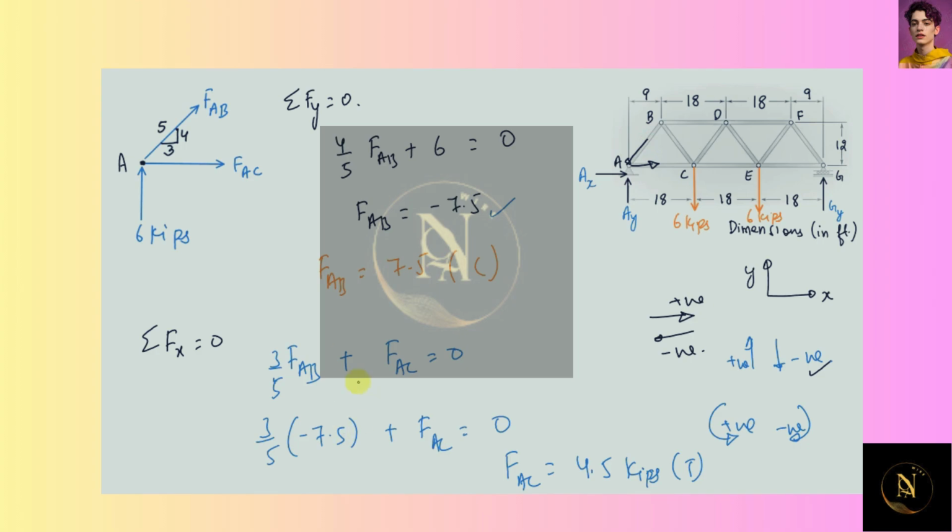So these are the two forces in the member AB, and the next one is the member AC, and the direction would be like this. In AC it was correct and in AB it would be like this. Now next I will be considering the free body diagram of the joint B.